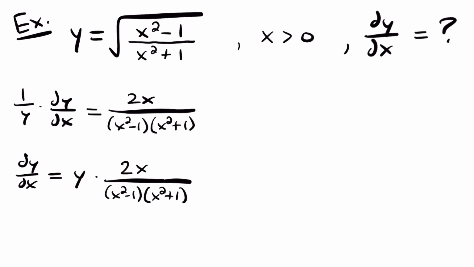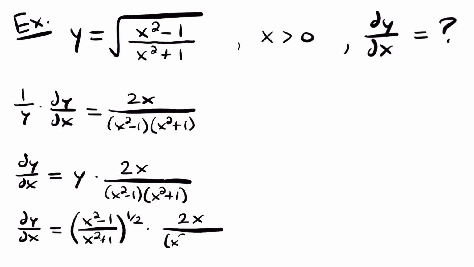And so when I do that, I'm going to write it as this quantity to the 1/2 power rather than writing the square root. And you'll see why. It's going to make simplifying a little bit easier. And so we're going to have dy/dx is equal to (x squared minus 1 divided by x squared plus 1) to the 1/2 power times 2x divided by (x squared minus 1)(x squared plus 1).